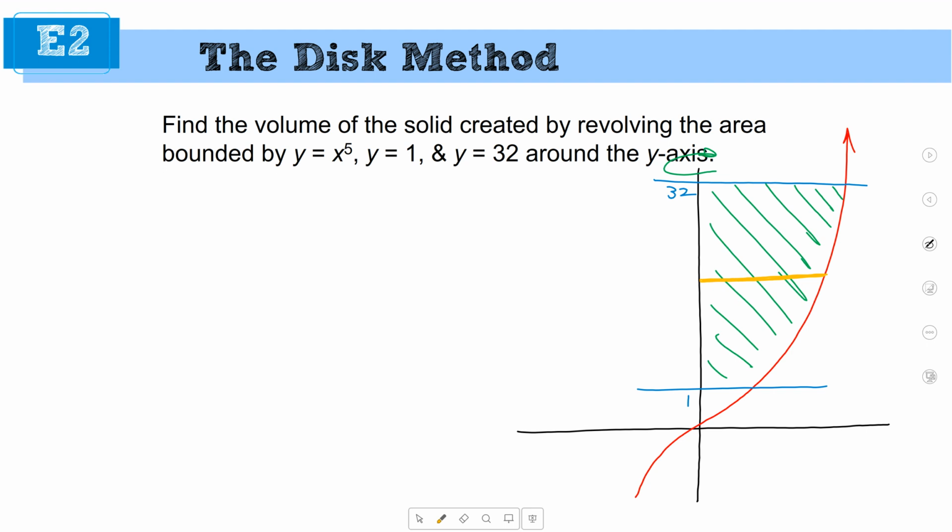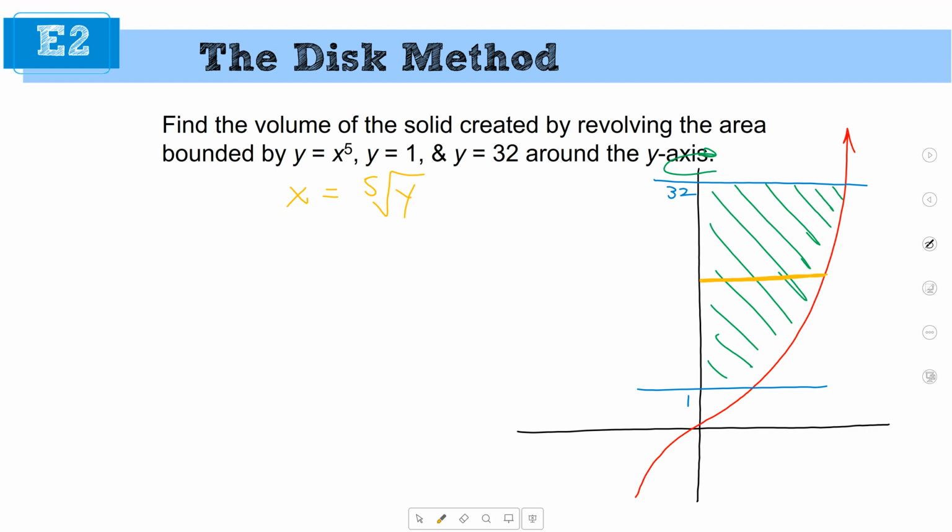Which means, as soon as I get a horizontal representative rectangle, I know that my functions have to be in terms of y, so I would solve this to be the 5th root of y. Okay. Is my rectangle horizontal or vertical? It's horizontal, therefore I'm working in terms of y. Is it perpendicular to or parallel to the axis of revolution? It's perpendicular. Is it touching? Yes, so I have a disk. Beautiful. What do I need to know? The radius. I don't need a little radius. There isn't a little radius, or you could think of it as the little radius is equal to 0. Are we good?